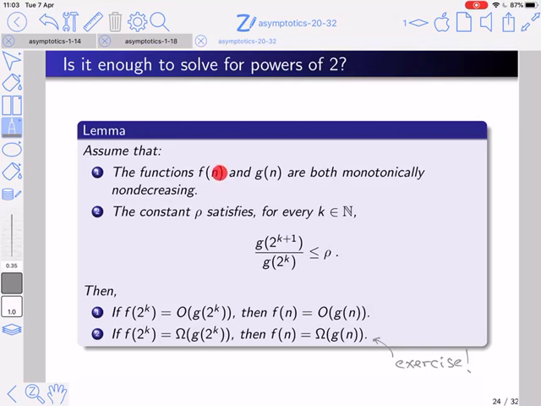Now, if I have these two conditions, monotonicity, and g is well behaved, namely when I multiply the argument by 2, the value of g does not increase by too much, then if f is big O of g with respect to powers of 2, then f is big O of g with respect to every n. If f is big omega of g with respect to powers of 2, then f is big omega of g with respect to every n. I will prove the first part, and I'll leave the second part as an exercise. Make sure that you know how to complete the second part of the proof.